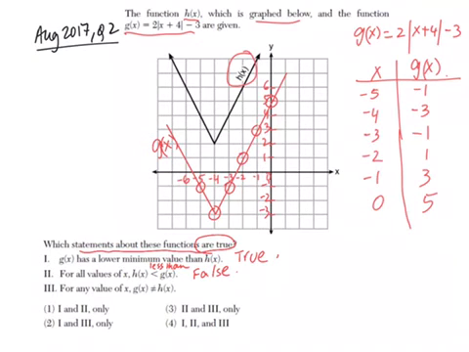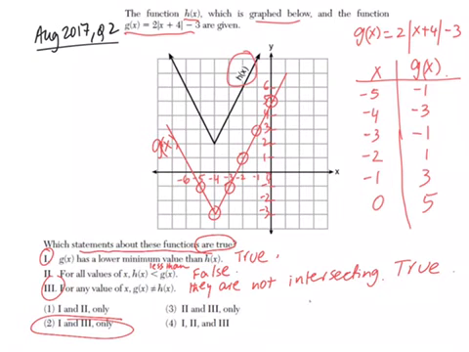So are they ever intersecting? They're not intersecting. So are they different values for each value of x? That's why this is true. So 1 and 3 are true. So let's look for something that applies this. Answer choice 2.